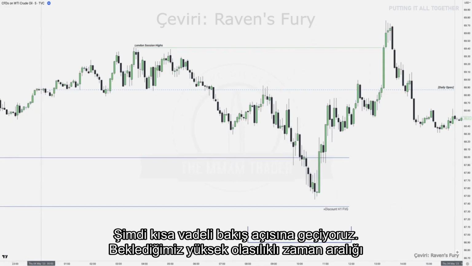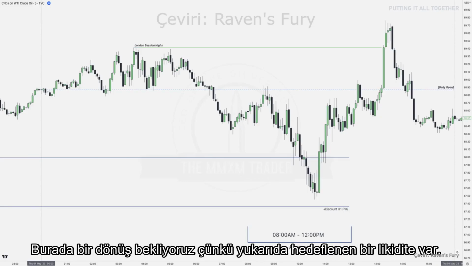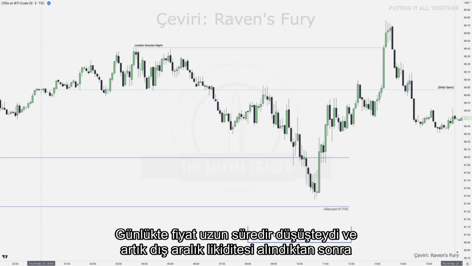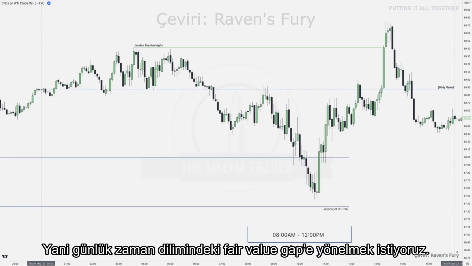Important, now we're going to go into that short-term perspective, right? We're waiting for our high probability time window, which is that 8 a.m. to 12 p.m. window, our bread and butter window. So we're aiming for a reversal, right? Because we are waiting for a drawn liquidity higher. Price action had been bearish for the longest time on the daily, and now is reversing after taking out that external range liquidity, and we want to go into that internal range liquidity, which is that fair value gap on the daily time frame. Remembering back the 1 hour time frame, now we're in line, right?